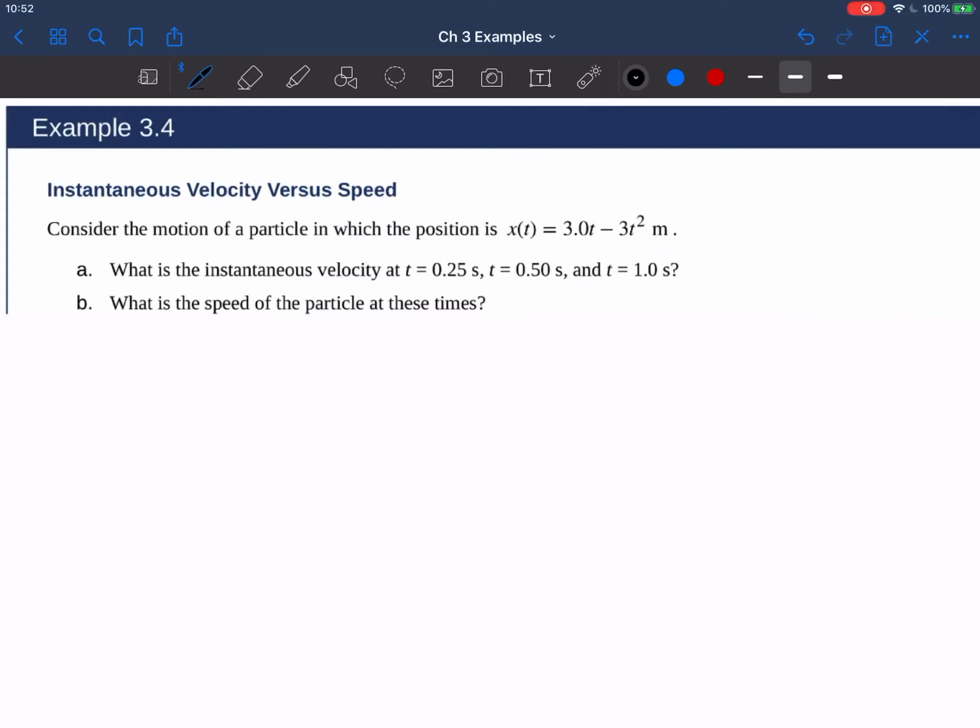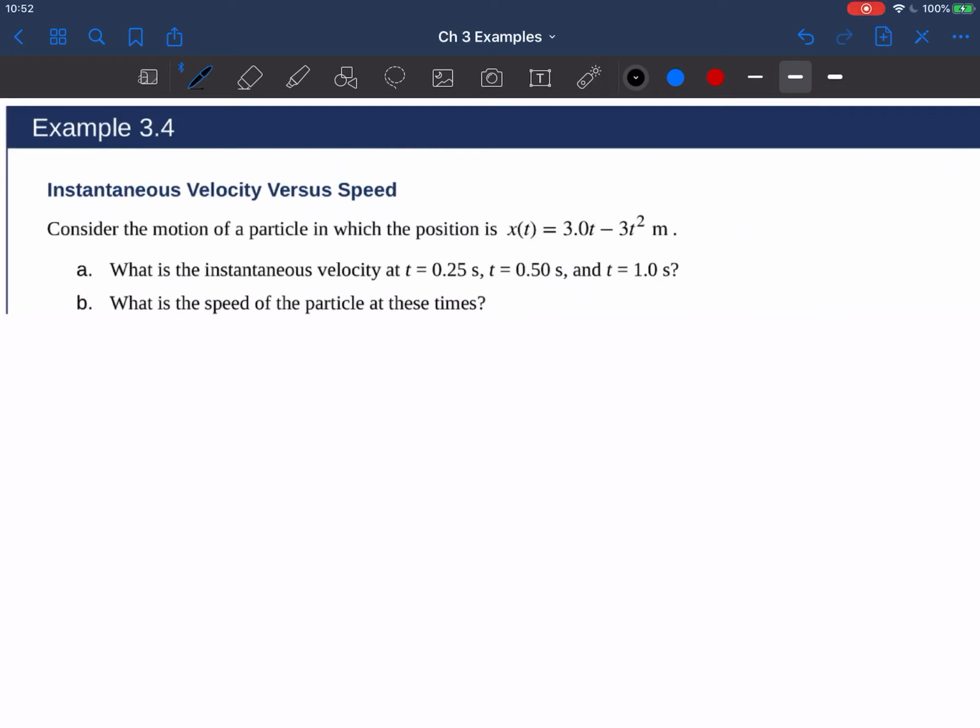Okay, so let's work on example 3.4 from the OpenStax textbook. Let's first read the problem. Consider the motion of a particle in which the position is given by x of t is equal to 3.0 t minus 3t squared meters. In part A, they ask us what is the instantaneous velocity at 3 different times, and in part B, they ask us what is the speed at those same 3 times.